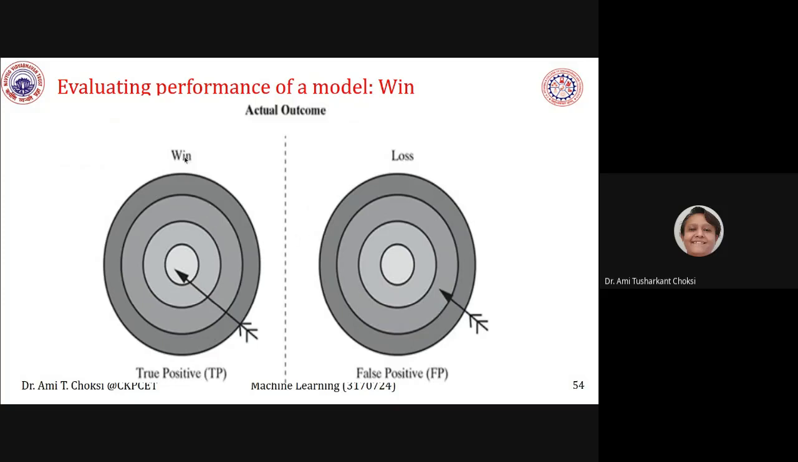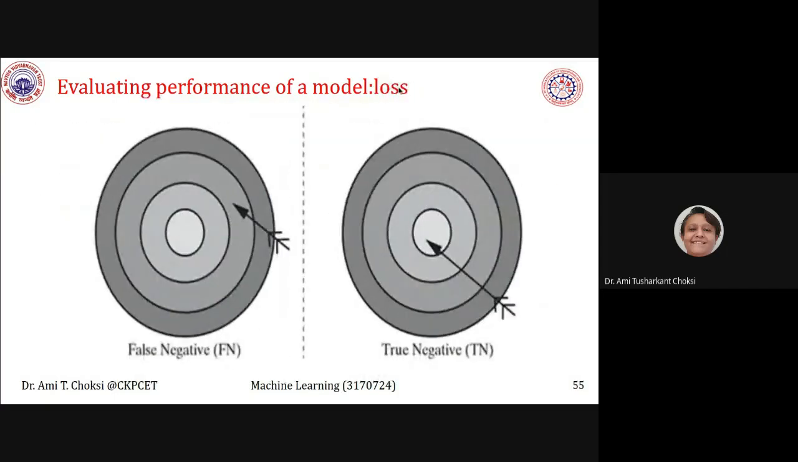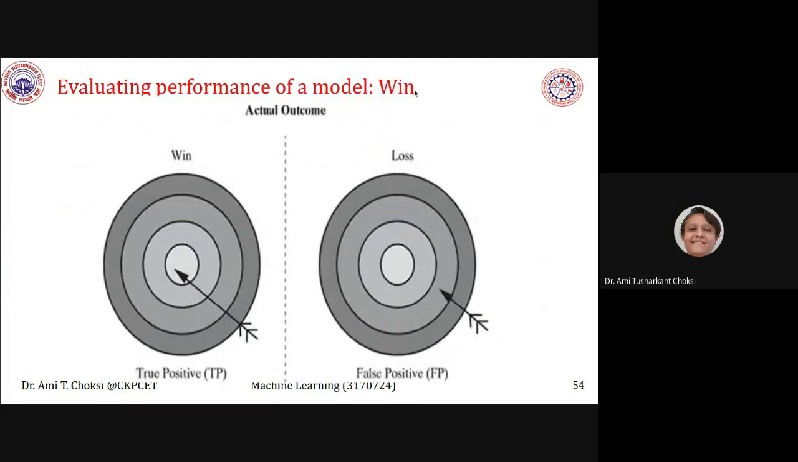What we can say is this is the actual outcome. So what we say is this is for win, right? I have written here. Sorry, I forgot to show you. This is for win cases. Okay. So what is the case? The actual outcome says it is win, and you can say it is win only. So it is true positive.